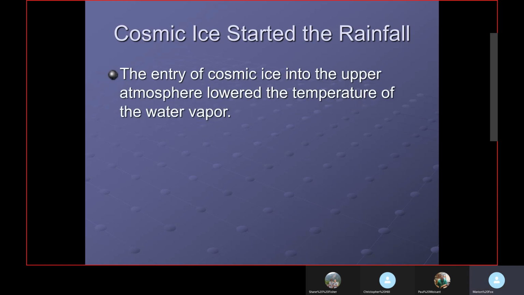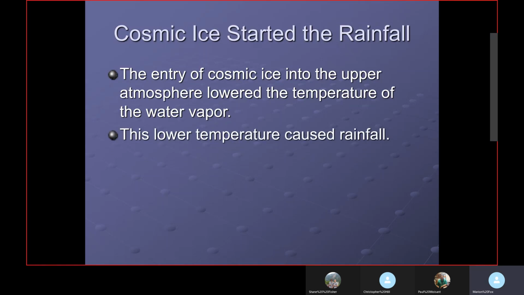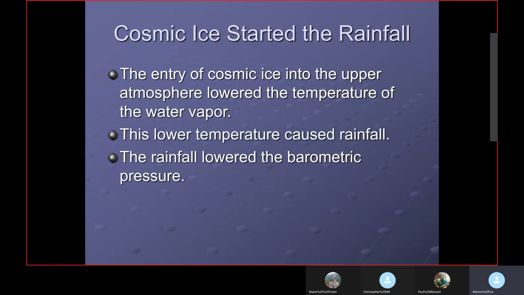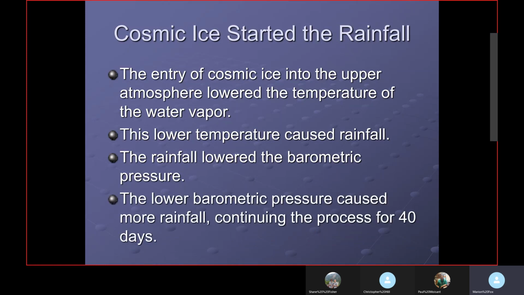That's a metric unit. The entry of cosmic ice into the upper atmosphere lowered the temperature of the water vapor. Lower temperature caused rainfall. The rainfall lowered the barometric pressure. The lower barometric pressure caused more rainfall, continuing the process for 40 days until the atmosphere was pretty well lost that canopy completely, lost it forever.